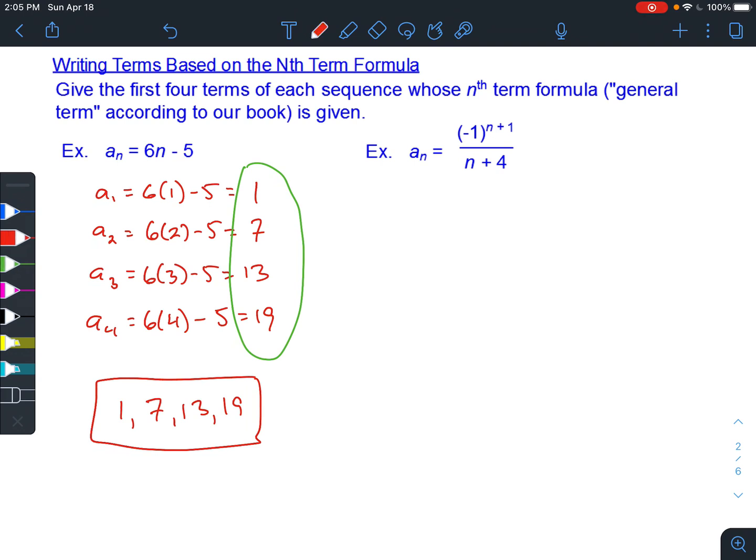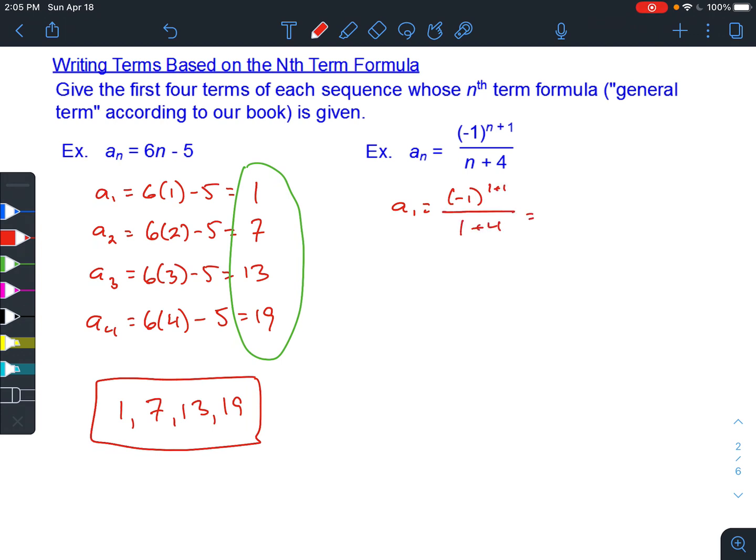All right, just another example of something that's a little bit messier, and you can tell by the appearance. I get negative 1 to the n plus 1 power over n plus 4. So don't let it throw you. Just plug things in and work it out. We've got negative 1 to the 1 plus 1 power, and that's going to be sitting on top of 1 plus 4.